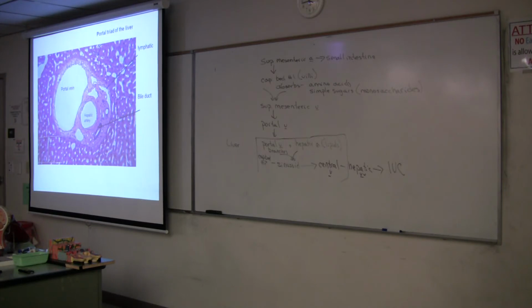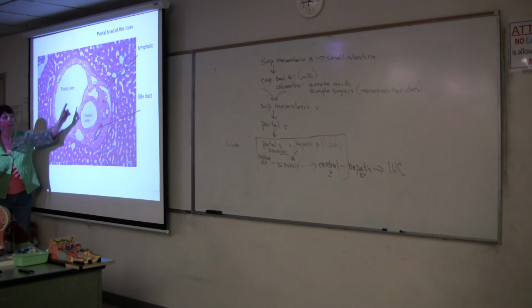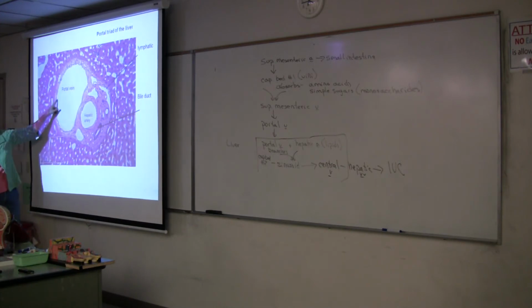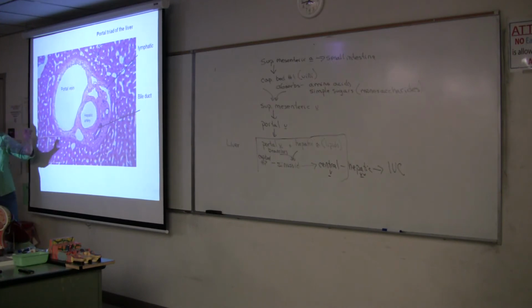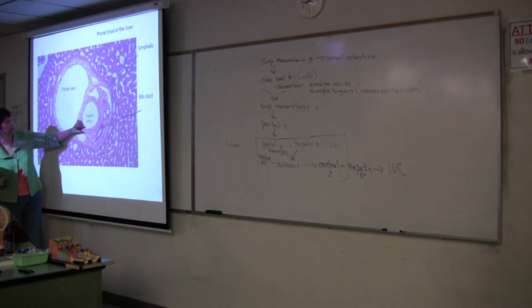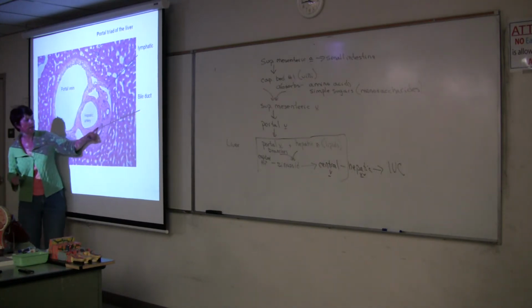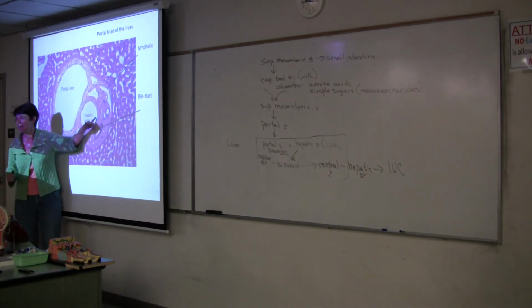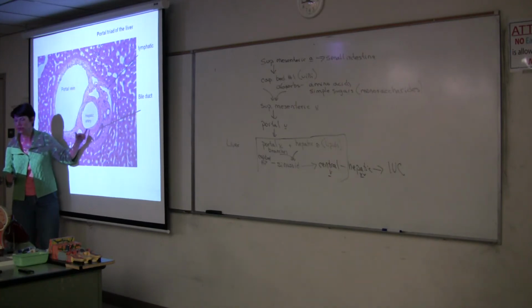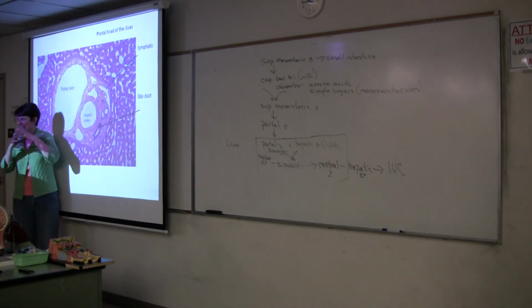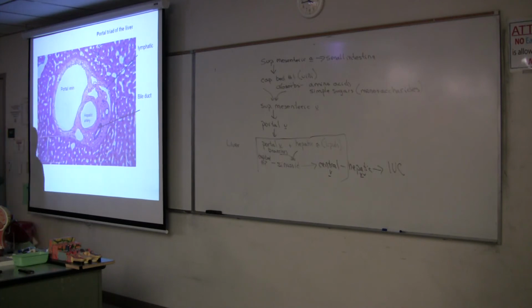All right, so here's the portal triad. Notice the amount of connective tissue around it. The larger vessel is the portal vein, with a thinner wall for the diameter of the vessel. Here's the wall for this one, a little bit more muscle, so the hepatic artery. And bile ducts are simple cuboidal. Our blood vessels are simple squamous lined. This is simple cuboidal, so it looks darker with those rounder nuclei closer together. So that's a close-up of a portal triad.